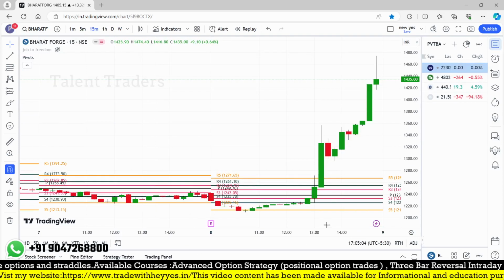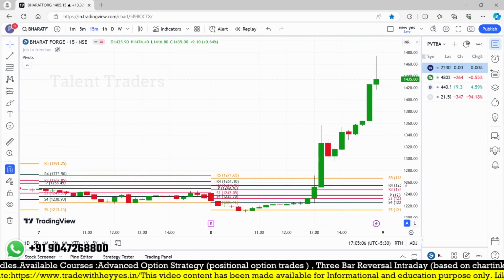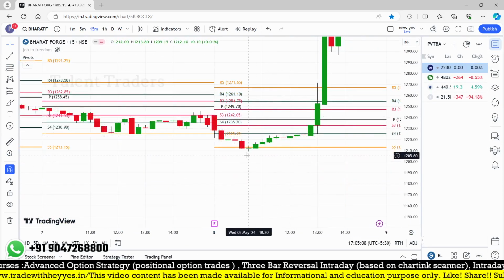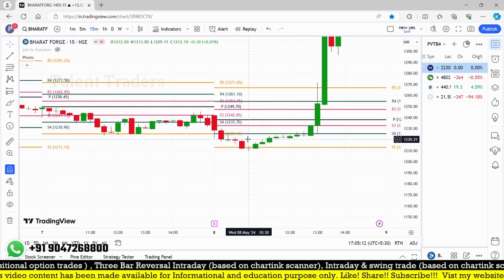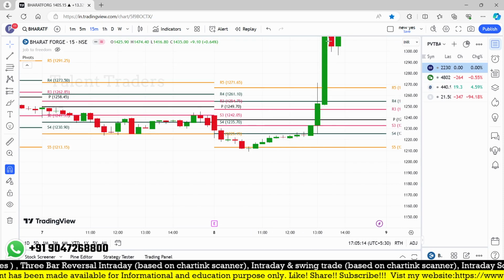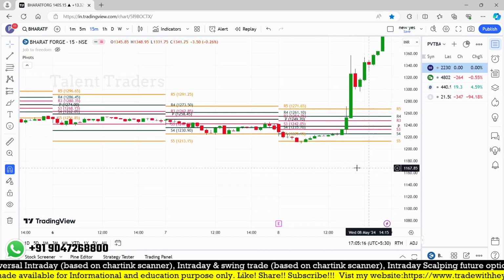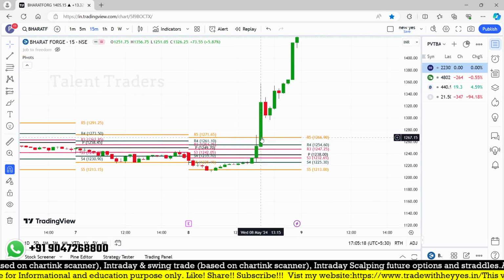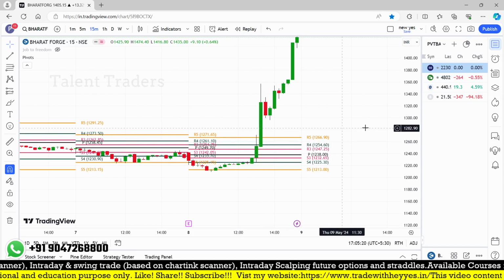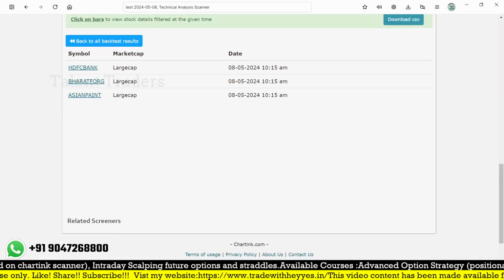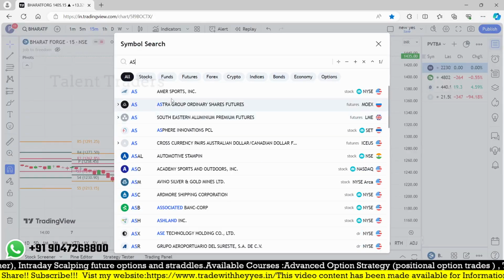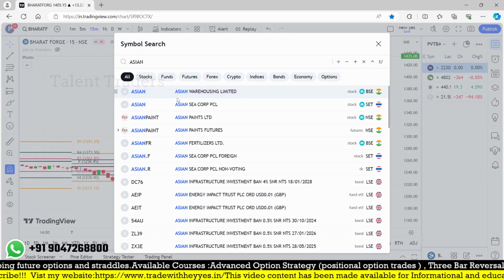The second one is Bharat Forge. Let me check what is happening. Here is the candle, and it looks like a doji candle, an exact doji. Sorry, this is the 10:15 candle. This high is broken, and it is giving such a good move. We can't expect that kind of move, but it is sure to reach the R4 or R5 level. Unfortunately, this stock is moving a lot, but it does not happen in all the stocks. Asian Paint, so what is happening on Asian Paint?